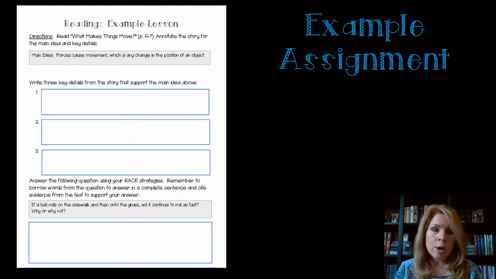In the first gray box at the top, it gives you the main idea. So this time you don't have to find the main idea. It gives you the main idea. In this case, for our example, our main idea is forces cause movement, which is any change in the position of an object. So as we're reading our story, we're going to look for those 3 key details that support that forces cause movement. And at the bottom of your page, you have a question, and they ask you to use RACE strategies in answering the question.